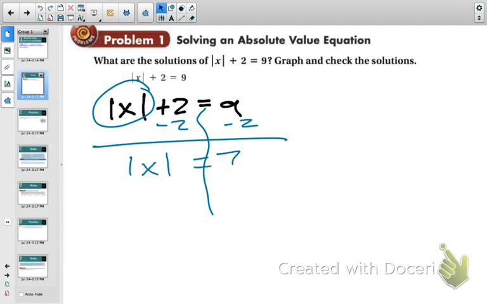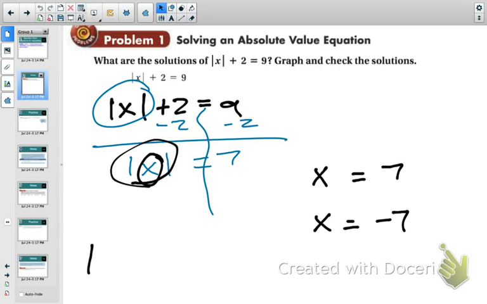Okay, but absolute values almost always have two solutions because absolute value is just a distance from 0. So what number can you plug in for x that gives you a distance of 7 from 0? Well, that means x could be positive 7 or x could be negative 7. So whenever you have the absolute value alone, you next just set up two equations, one with a positive and one with a negative. And that was pretty easy because it was just x inside the absolute value. Okay, so that's our solution.